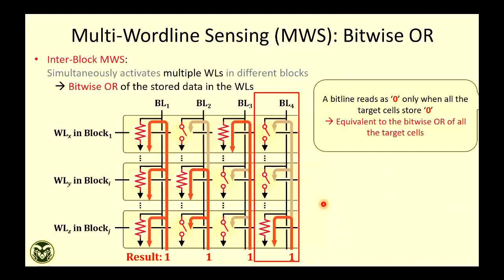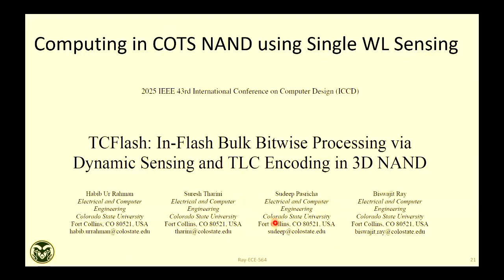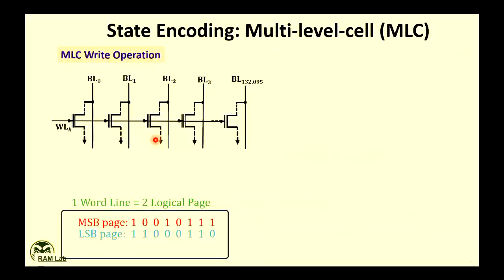And that's where I think we started our research, and that's where I'll answer your question about multi-level cell. We utilize this multi-level cell, and we propose this work that we can do bulk bitwise processing without multi-word line sensing, using single word line sensing, which is the commodity mode, which is the default mode, right? So in this mode, can I do computation? So let me explain some of those parts, and that's where multi-level cells come into the picture.